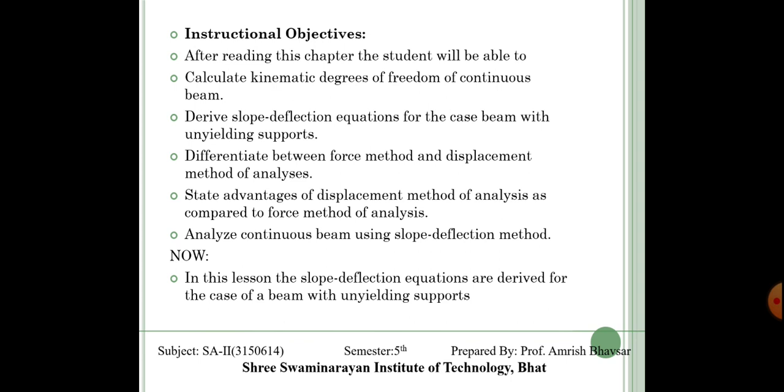Now, the most important thing, the instructional objectives. What are the objectives for analysis of this kind of continuous beam by the slope deflection method? After reading this chapter, all the students will be able to calculate the kinematic degree of freedom of a continuous beam that we have studied, derive slope deflection equations for the case of a beam with unyielding supports. Here we always consider that supports are not yielding. Differentiate between the force method and the displacement method of analysis. State the advantages of the displacement method of analysis as compared to the force method of analysis. Analyze the continuous beam using the slope deflection method.